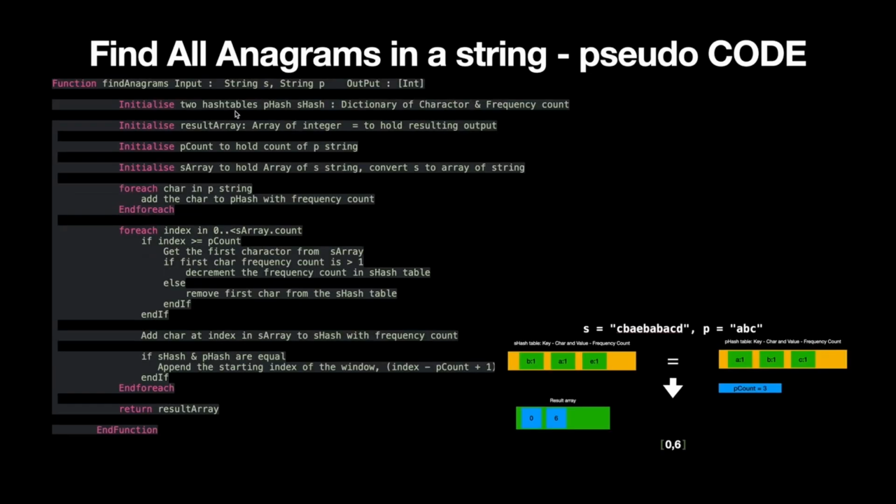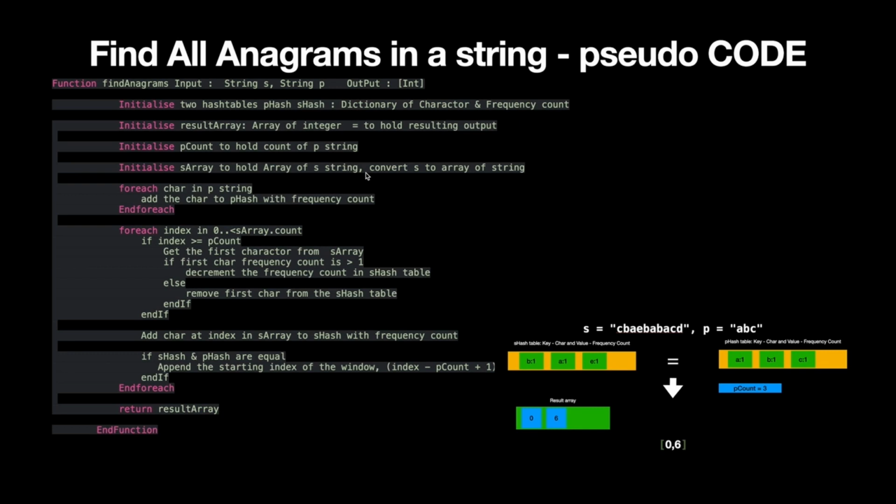So let's see the pseudocode. We have find anagrams, string S, string P, the input, and then the output is an integer array, right? So we'll initialize two hash tables, P hash table and S hash table, which will hold character and frequency count, right? And then we have a result array, which will be an array of integers, to hold the result output. And then we'll have P count to hold the count of P string, which will be our window size in the sliding window concept.